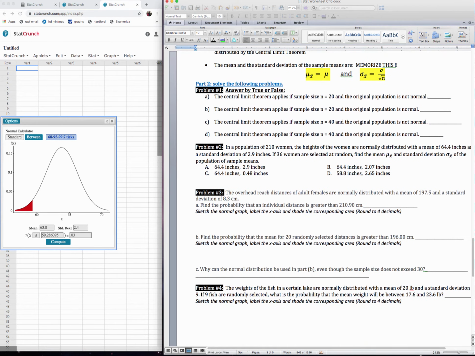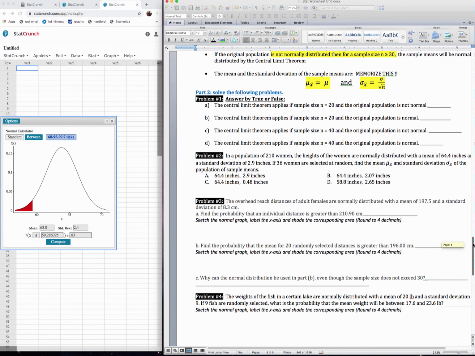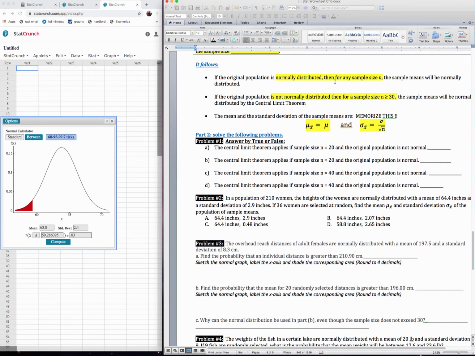Okay, so I'm going to keep that there. Now, let's see if the central limit applies. Okay, we're going to be looking at these to answer these questions. If the central limit theorem applies, if n is 20, so as soon as I see this 20, I'm like, hey, I don't have 30. So that's not met. The original population is not normal. So this is a no. Okay? This is a false.